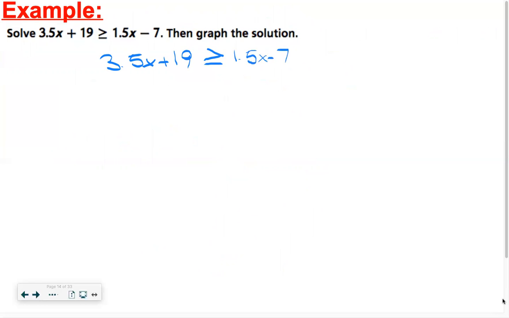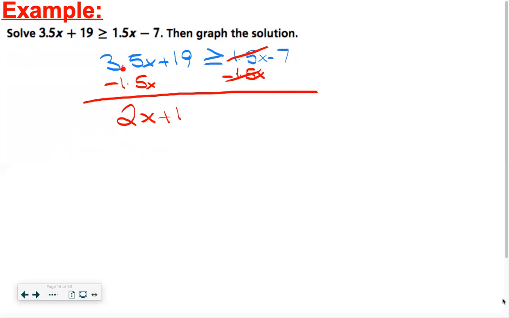Remember how we were solving the equation. If there are variables on both sides of the inequality, you need to bring them together. How? Which one is the smallest? You need to cancel it out. The smallest one is 1.5x. If you subtract 1.5x from both sides, you will get 2x + 19 ≥ −7.